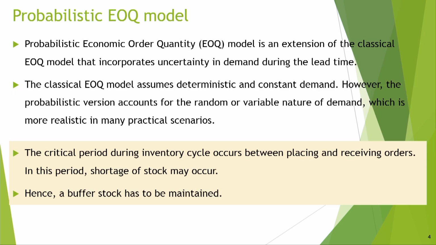The classical EOQ model assumes deterministic and constant demand. However, the probabilistic version accounts for the random or variable nature of demand, which is more realistic in many practical scenarios. So demand is basically random, and the critical period during inventory cycle occurs between placing and receiving orders. In this period, shortage of stock may occur. So this is the point to be paid attention to, that the critical period is basically between placing and receiving the order. Hence, a buffer stock has to be maintained to take into account uncertainties.